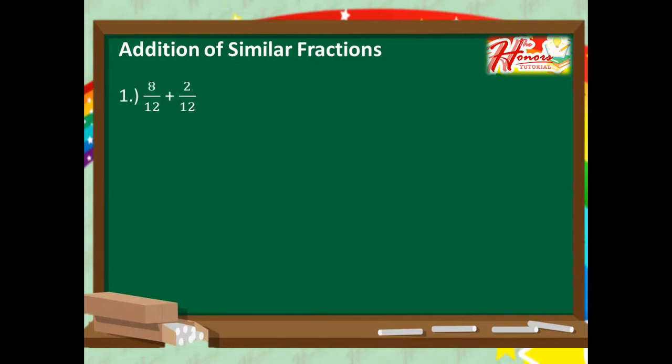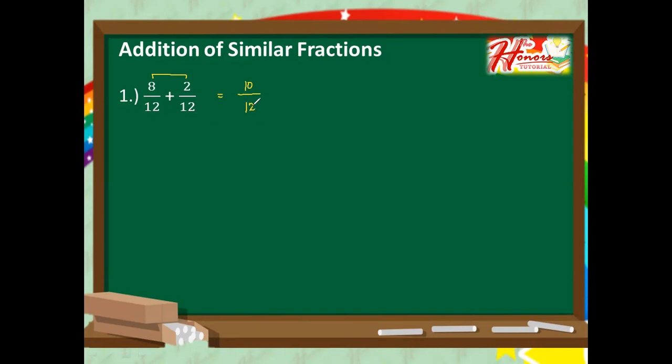When we say similar fractions, we are referring to those fractions whose denominators are the same. That's why they are called similar fractions, because of the similarities of their denominators. So if that is the case, this is what you are going to do. You have to add the numerators. So 8 plus 2, that is equal to 10. And then you have to copy your denominator, which is 12. Just write it once. Please do not add your denominators or else your answer will be incorrect.